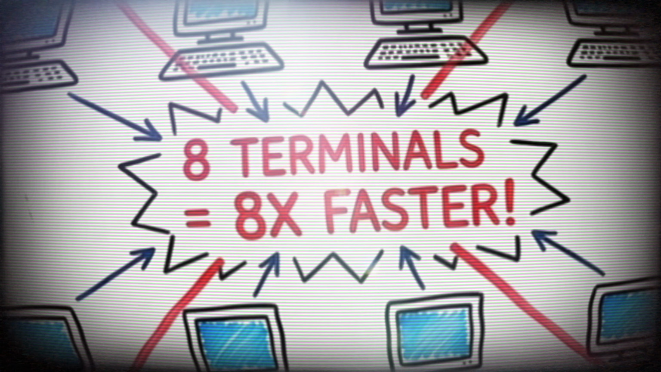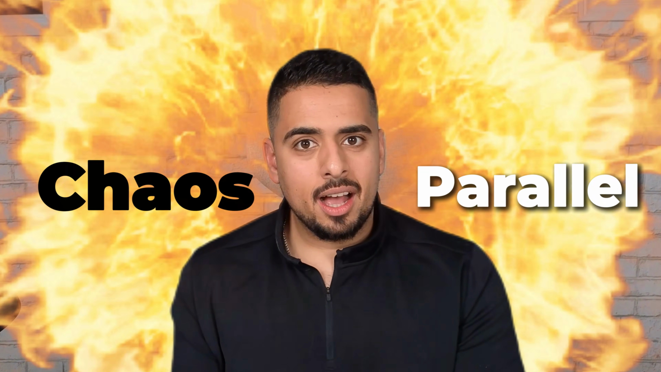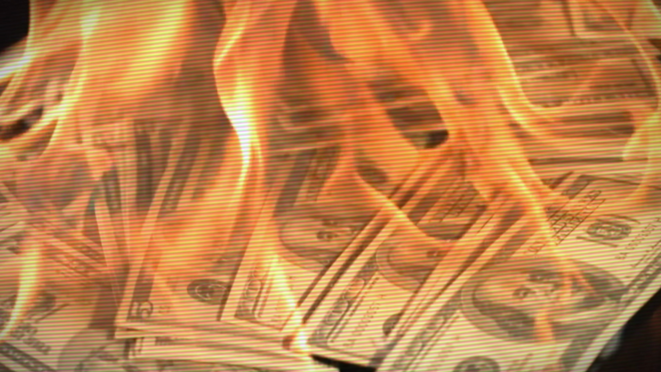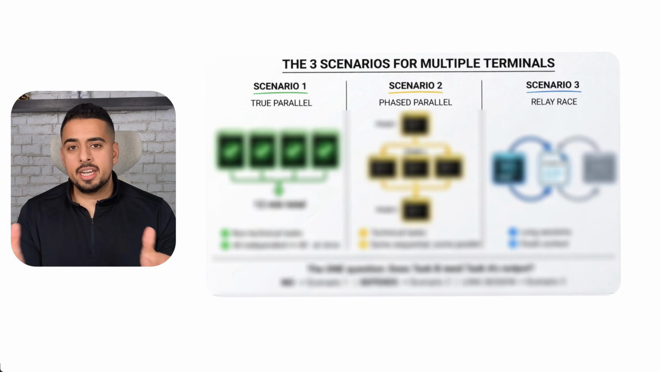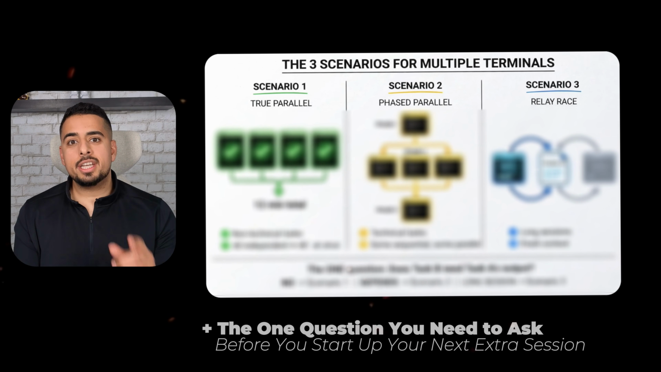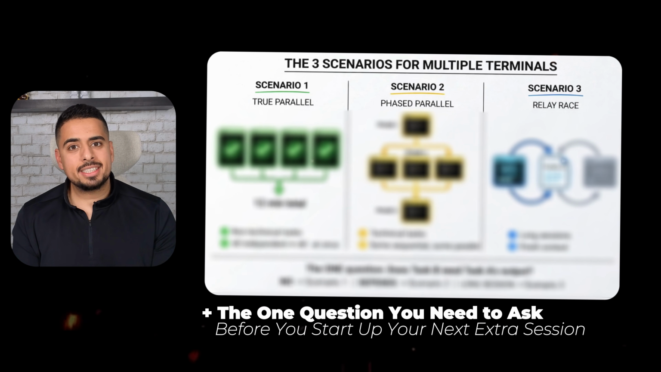Now, the fantasy of running hundreds of terminals is beautiful, but if you don't understand when it makes sense to run something in parallel versus when it creates chaos, then you're going to be lighting money on fire and just calling it productivity. So in this video, I'm going to walk you through 3 different scenarios where running tasks in parallel in Claude Code makes sense, and the one question that you need to ask before you start up your next extra session.